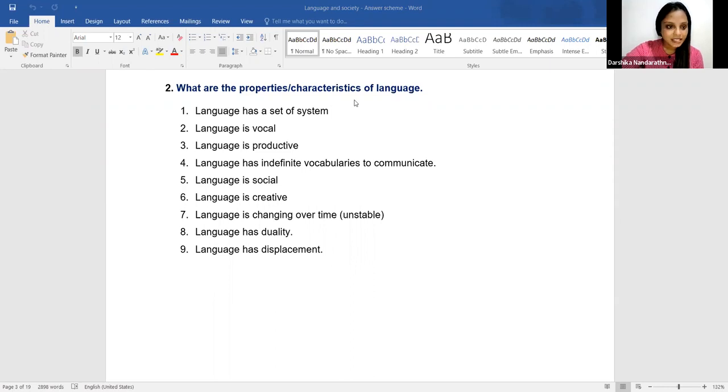Can we write displacement or duality directly? Right, madam? Yes, you can. Gimhani. Yes. Yes, they can be accepted as the answer. So look at the last 2 points. Language has duality, language has displacement. Okay, correct.